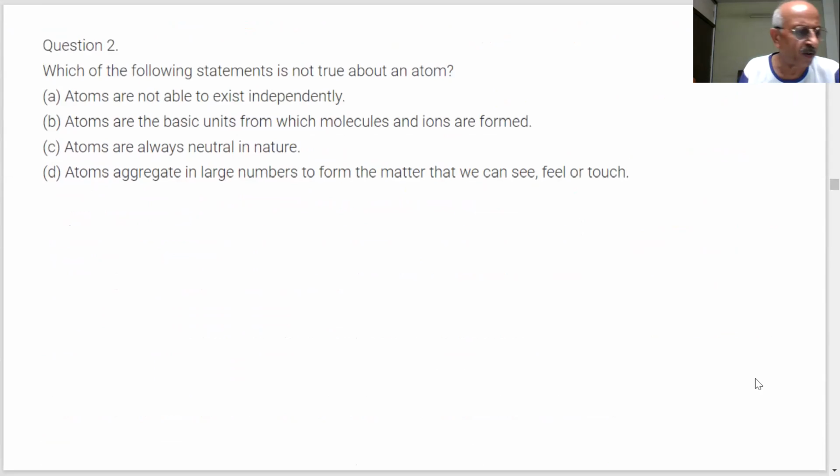Question number 2 is on the screen, students. Which of the following statements is not true about an atom? You have to read all the statements carefully before you answer the questions. Atoms are not able to exist independently. Atoms are the basic units from which molecules and ions are formed. Atoms are always neutral. Atoms aggregate in large numbers to form matter that we can see, feel, or touch. Now you have 4 choices. What would be the right answer here?